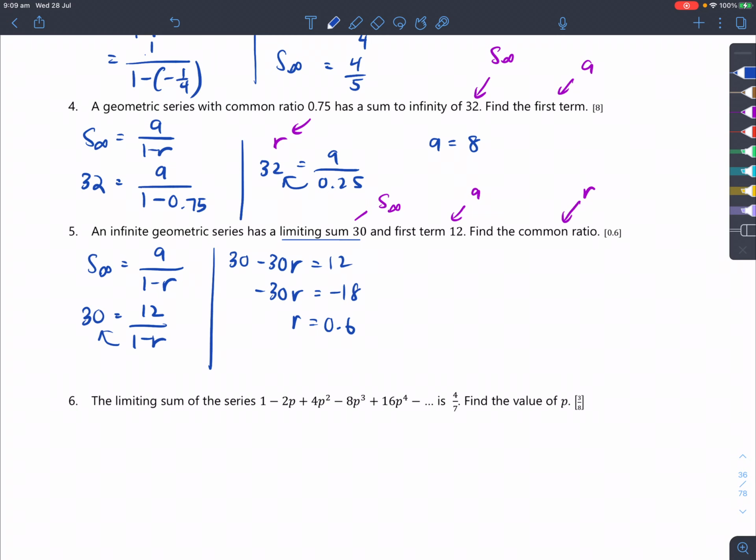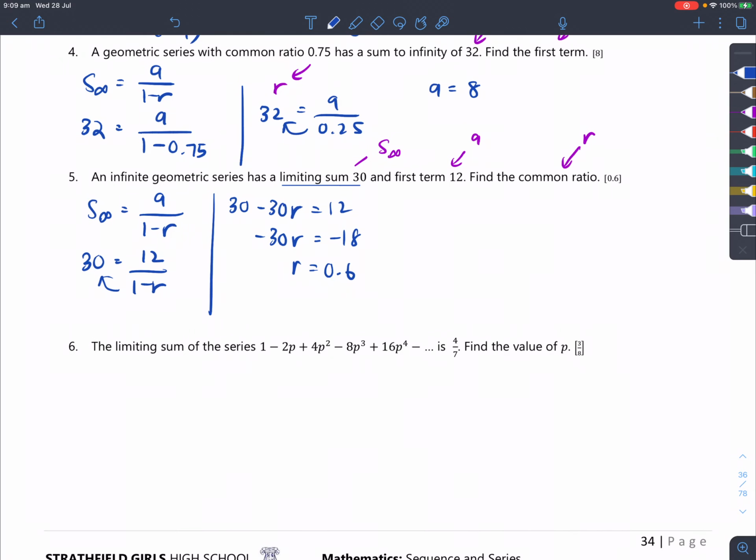Question 6. The limiting sum of the series 1, negative 2p plus 4p squared, negative 8p cubed, and so on, is 4/7. So there's our limiting sum, S of infinity. Find the value of p. So we've got a as 1. r is going to be negative 2p over 1, which is negative 2p. And then the sum to infinity, infinite terms, is a over 1 minus r.